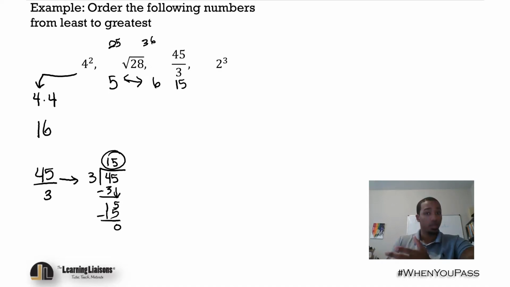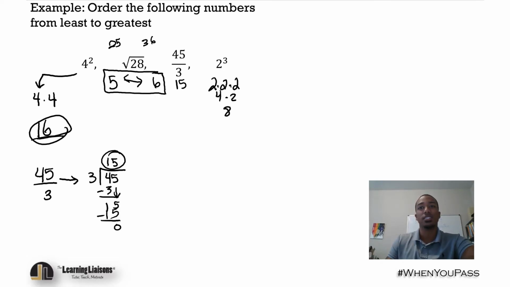2 cubed, that would be 2 multiplied by itself 3 times. 2 times 2 times 2. 2 times 2 is 4, and 4 times 2 is 8. So we have 16, some number between 5 and 6, 15, and 8.